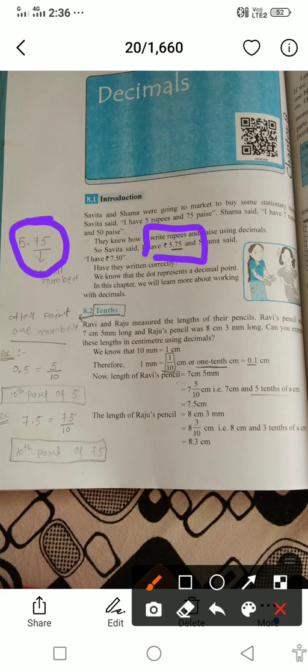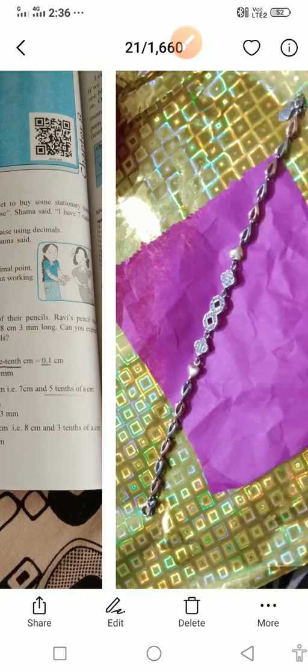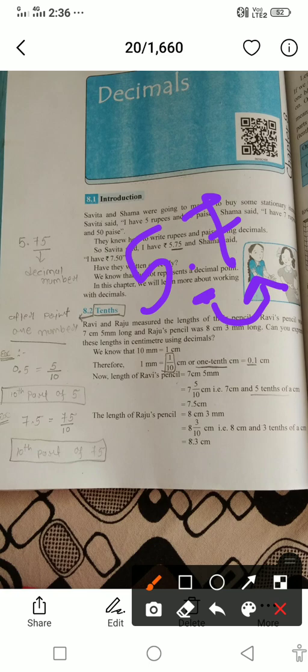Another thing is, if after the point there is only one number, like 5.7, so after this point on the right side there is only one number, that is called tenths decimal.